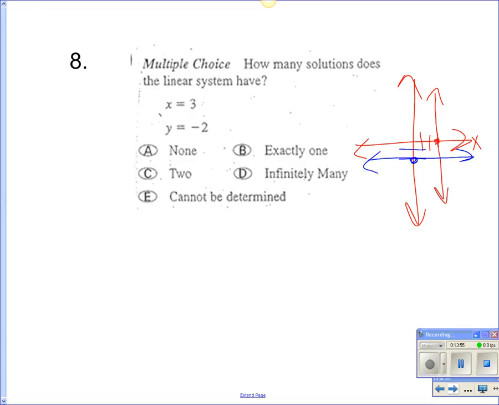Odessa, how many times do the red, let me change the colors. How many times do the green and the blue line cross? Once. So B is the answer. Exactly 1. Exactly 1.